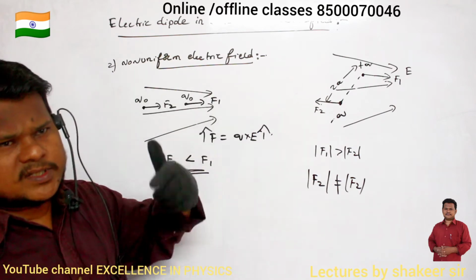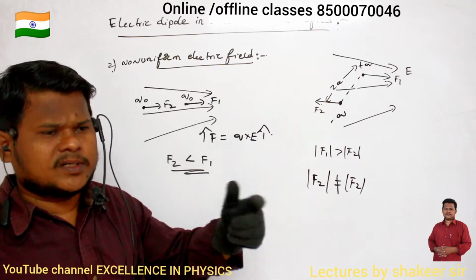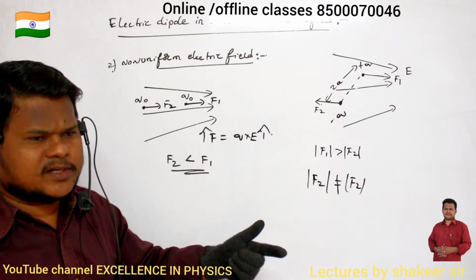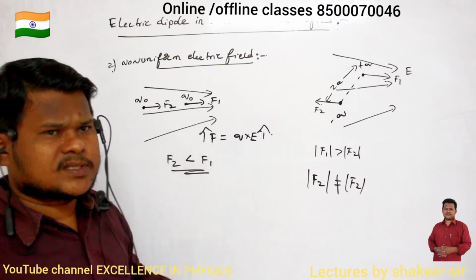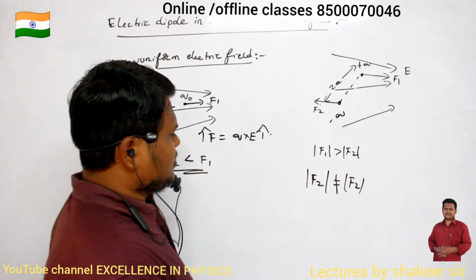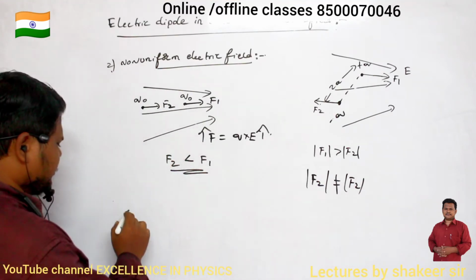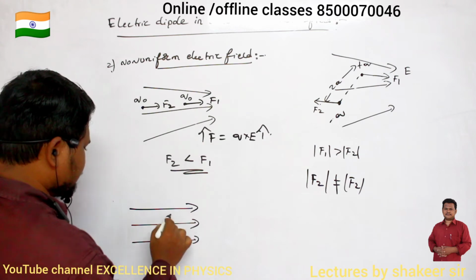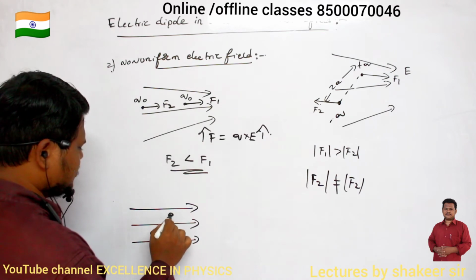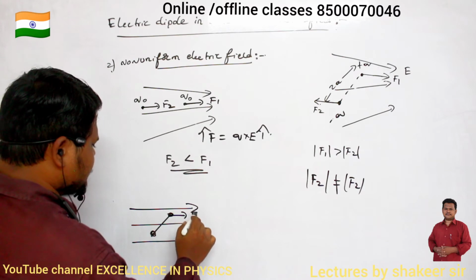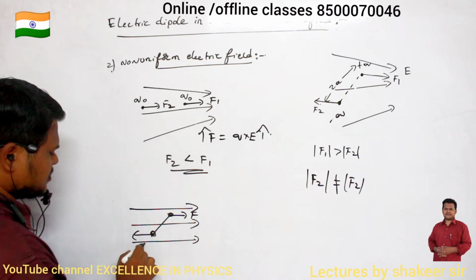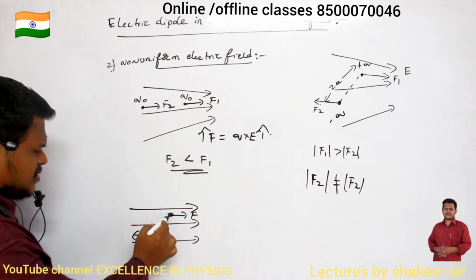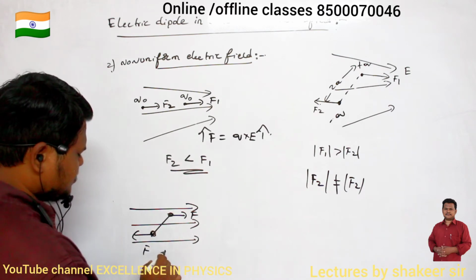If two forces are equal and opposite, the dipole will rotate. That is what we studied in the previous condition, no? Previously, we studied this: this is the electric field and this is the dipole. Here it will experience the same amount of force, and here also it will experience the same amount of force. So in this condition, can you say what the net force is?